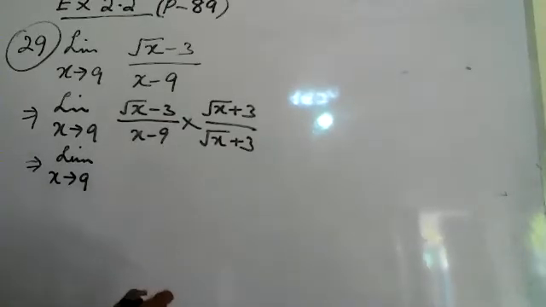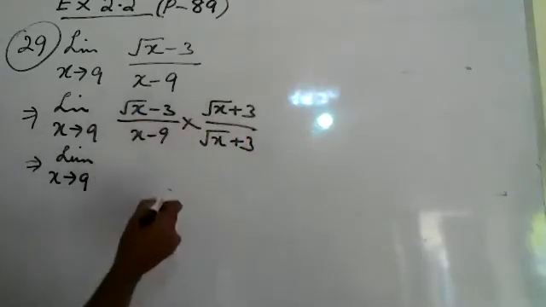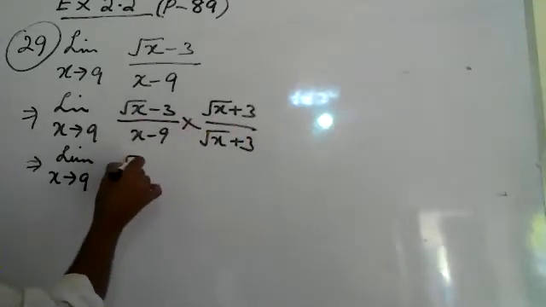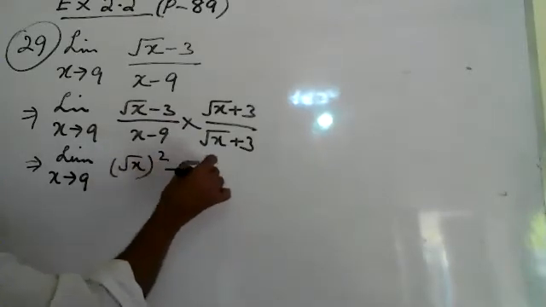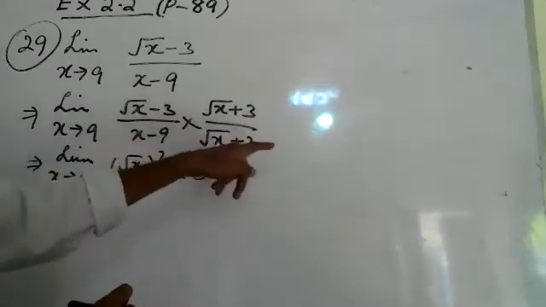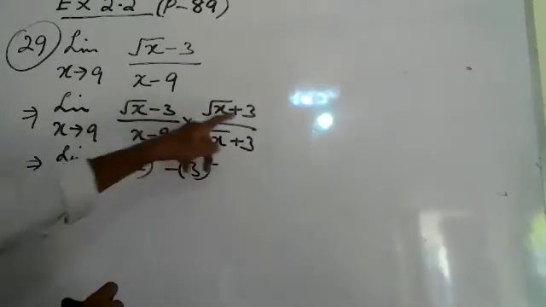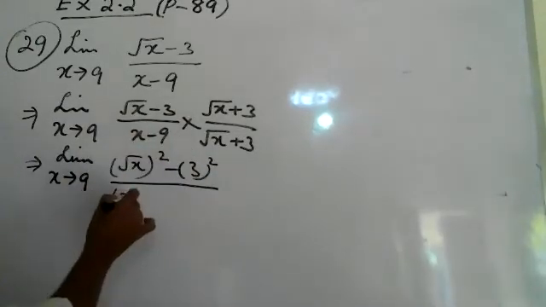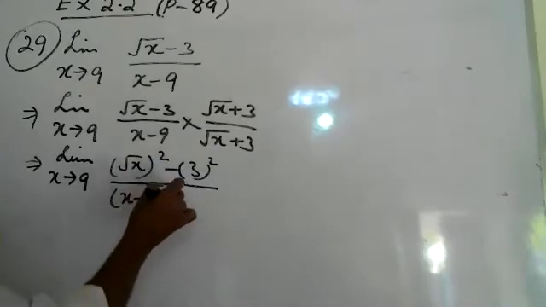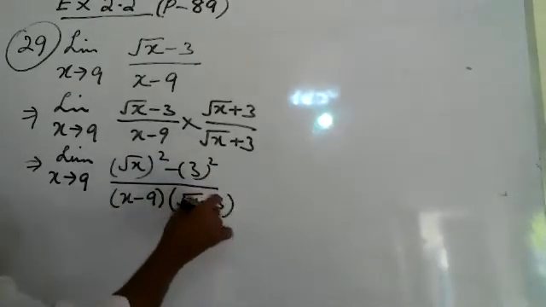So we'll multiply with the conjugate. Under root x minus 3 is multiplied by under root x plus 3. It will become under root x square minus 3 square, a minus b into a plus b, it will become a square minus b square, upon x minus 9 in the bracket, in the other bracket under root x plus 3. No need to open it.